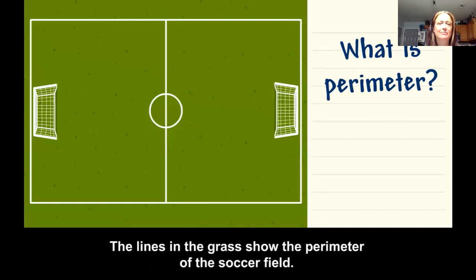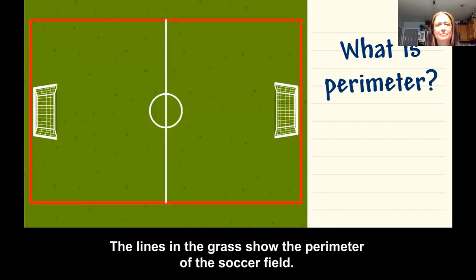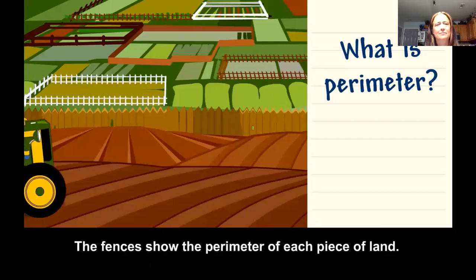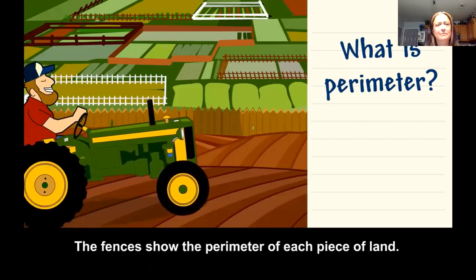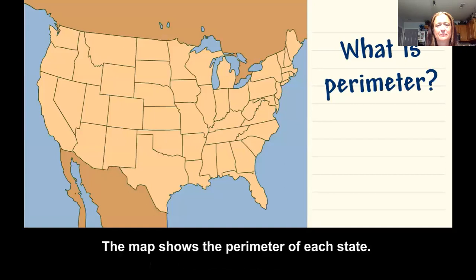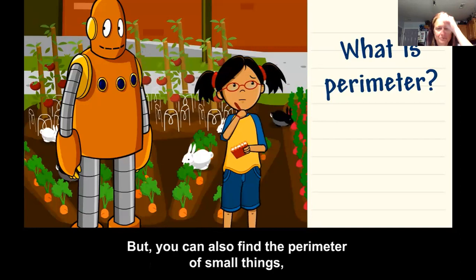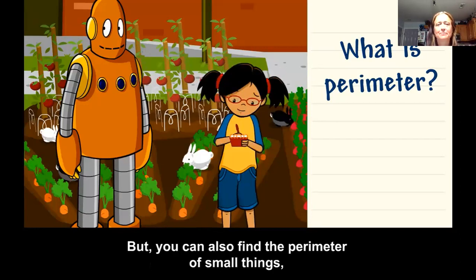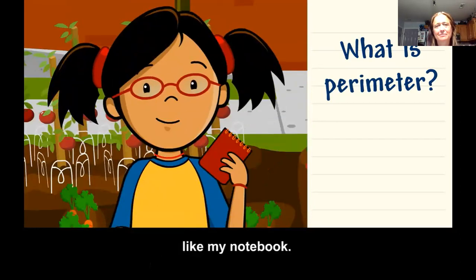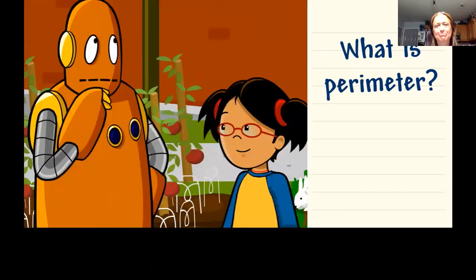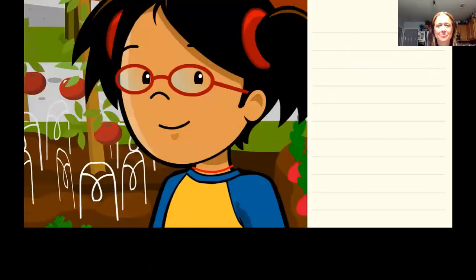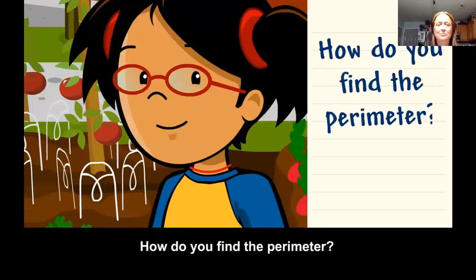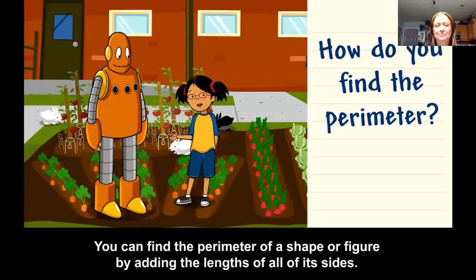The lines in the grass show the perimeter of the soccer field. The fences show the perimeter of each piece of land. The map shows the perimeter of each state. But you can also find the perimeter of small things, like my notebook. Good question, Moby. How do you find the perimeter? You can find the perimeter of a shape or figure by adding the lengths of all of its sides.